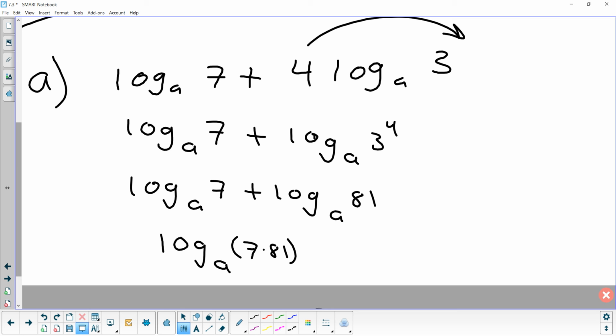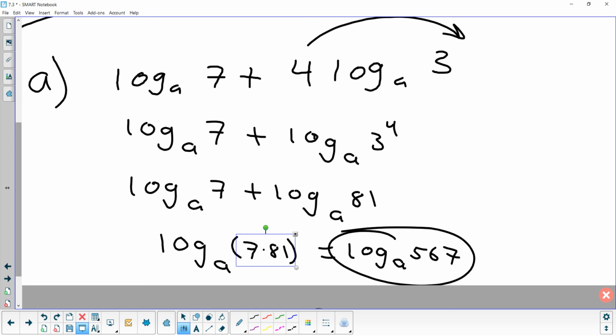7 times 8 is 56. 7 times 1 is 7. That's 567. You could use a calculator if you need to. And there's your answer. Log base A of 567.